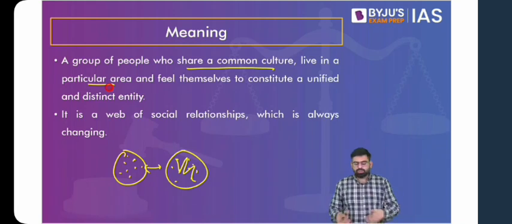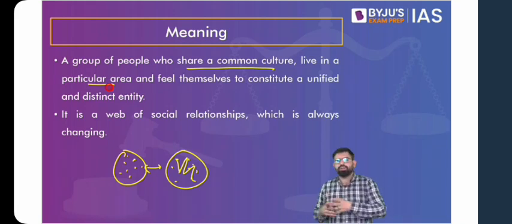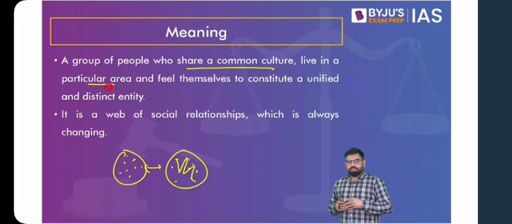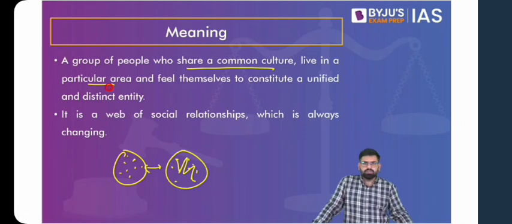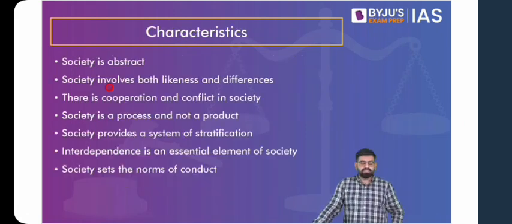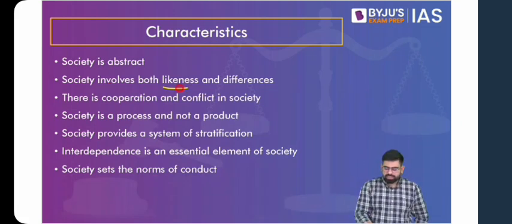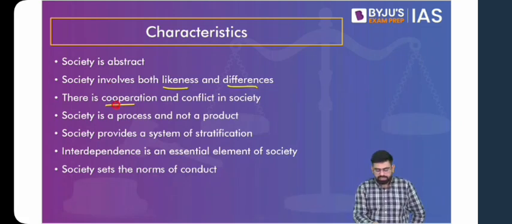You can find cooperation in the sense that we belong to one nation, we contribute to the same economy. In terms of conflict, you have another example of discrimination against a few social groups, discrimination against women, various other conflicts with respect to communal violence, etc. So society has both likeness and differences. And on the basis of these likeness and differences, you find cooperation and conflict in society.